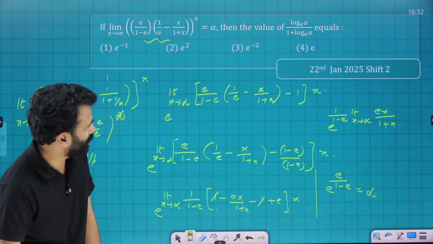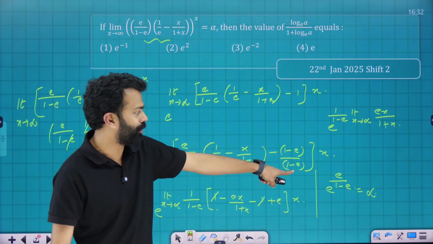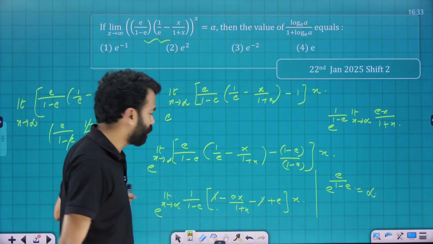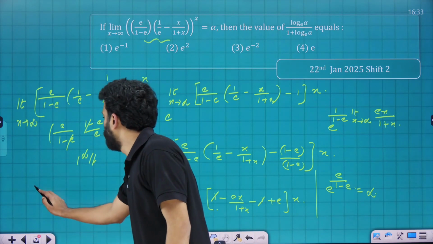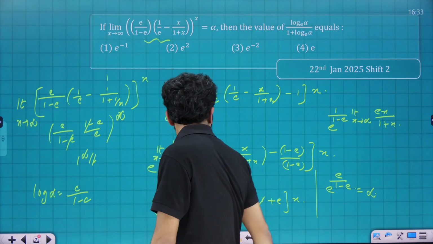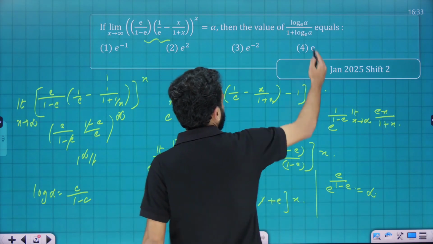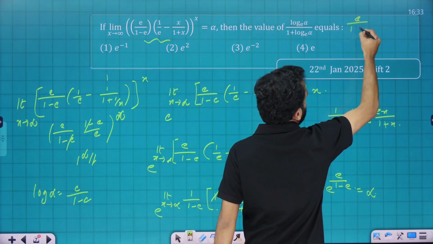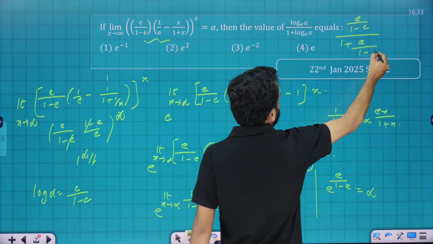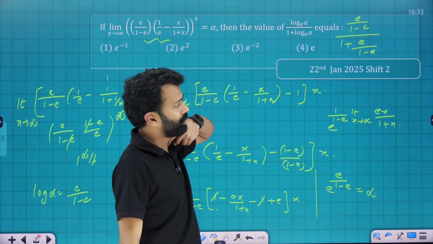We are not done yet. There is a little part which is remaining. So what will be log alpha? If e raised to e by 1 minus e is equal to alpha, then what will be log alpha? Log alpha is equal to e by 1 minus e. Taking log on both sides, we can substitute the value here. It will be e by 1 minus e divided by 1 plus e divided by 1 minus e. So e by 1 minus e in the numerator and 1 plus e by 1 minus e in the denominator.